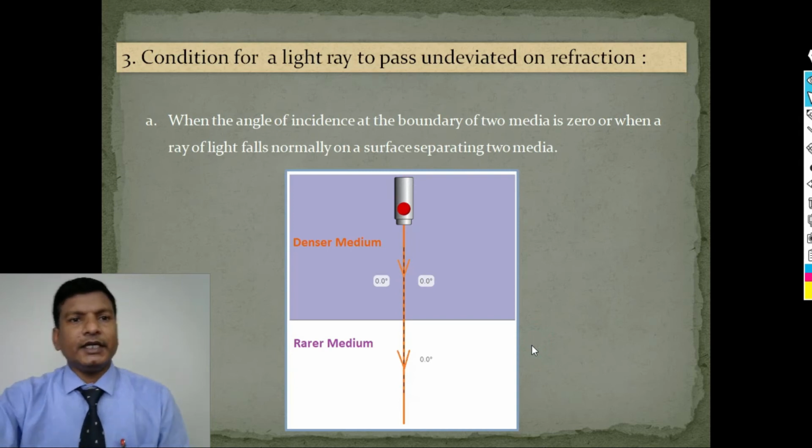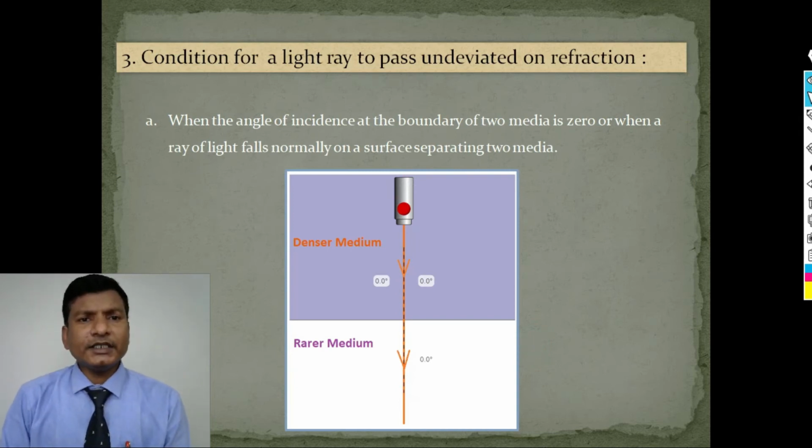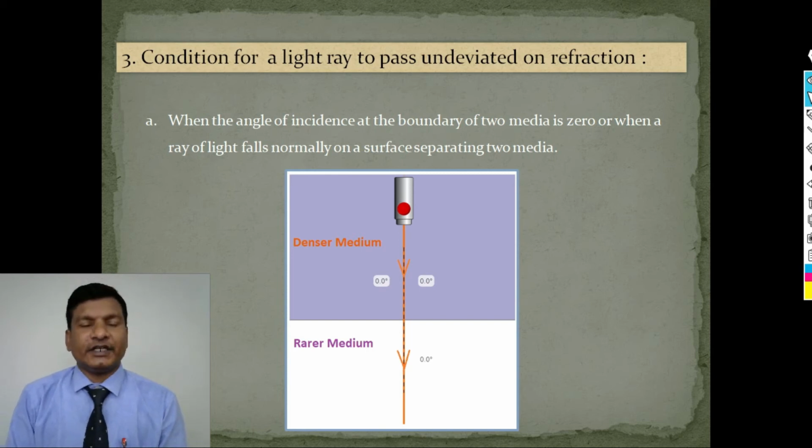Next slide, we'll see the condition for a light ray to pass undeviated on refraction. This is a very important question for you. What are the conditions for a light ray to pass undeviated on refraction? You have known that sometimes the ray of light passes undeviated, meaning there would be no deviation of its direction of path. So in which condition does the ray of light move undeviated?